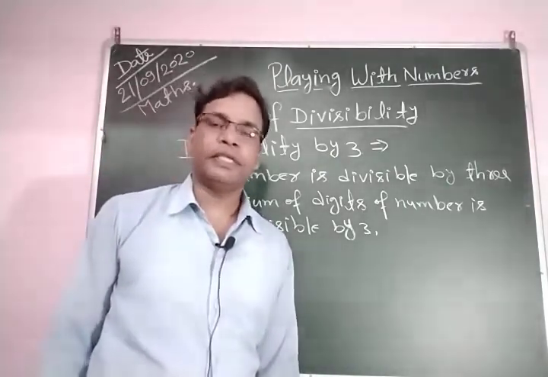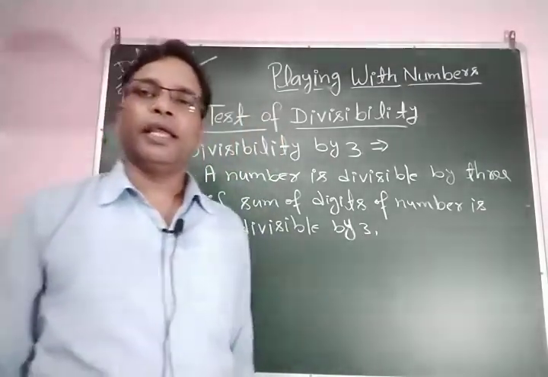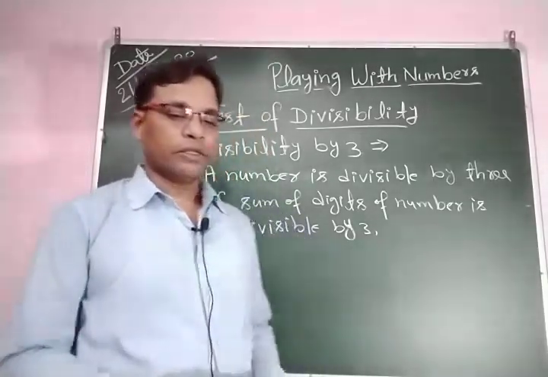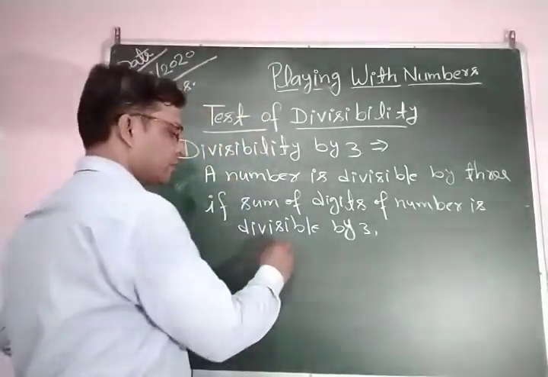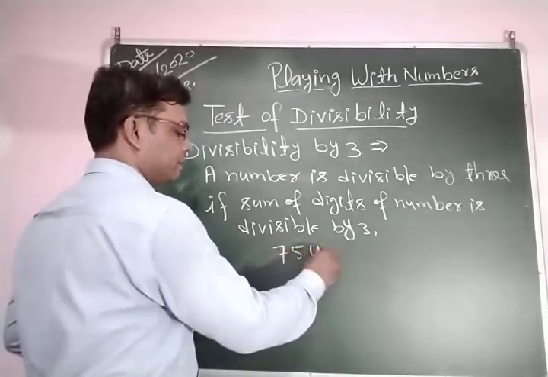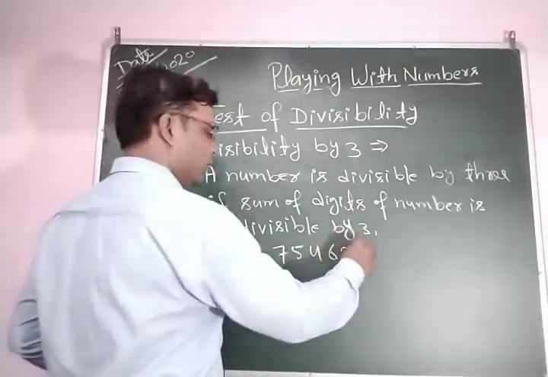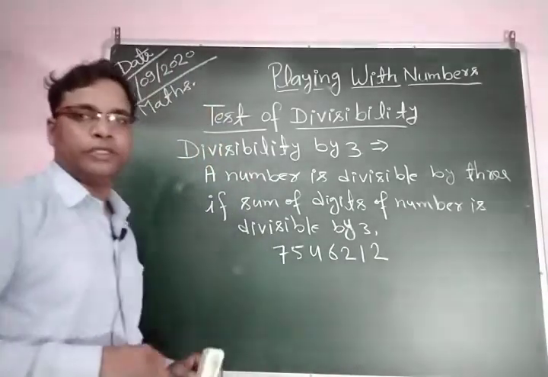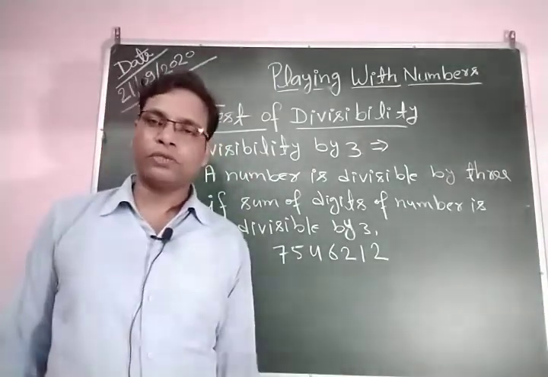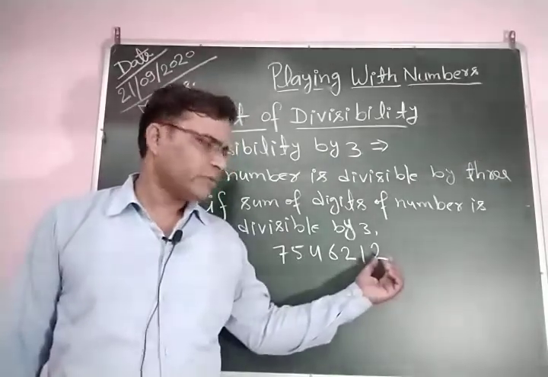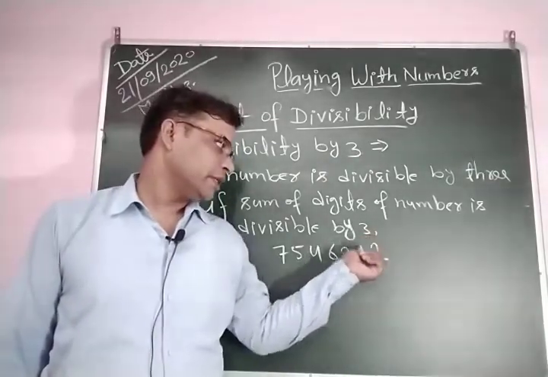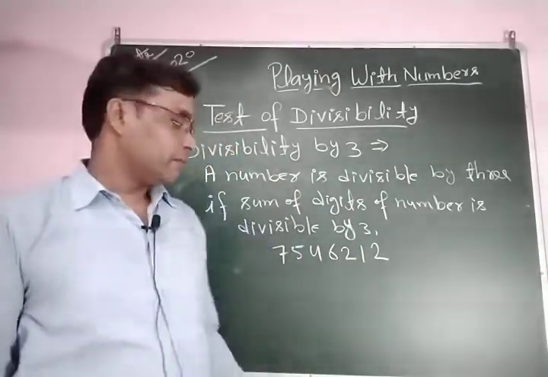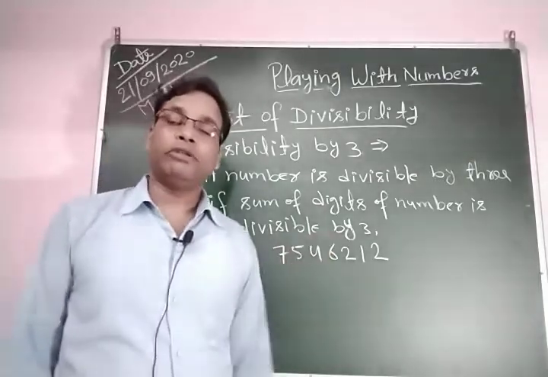So for examples, we take some numbers and check whether each number is divisible by 3 or not. Okay, let's see, 7, 5, 4, 6, 2, 1, 2. Suppose this number is given. Is this number divisible by 3 or not? This number is divisible by 2, and this is clear because its unit place is 2. So 2 divides 2, it means that this number is divisible by 2.